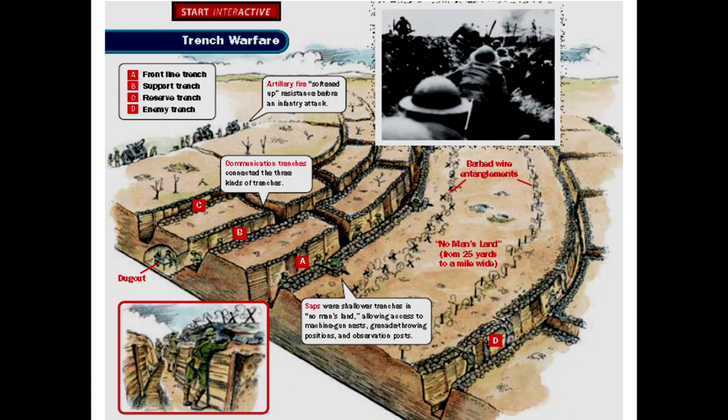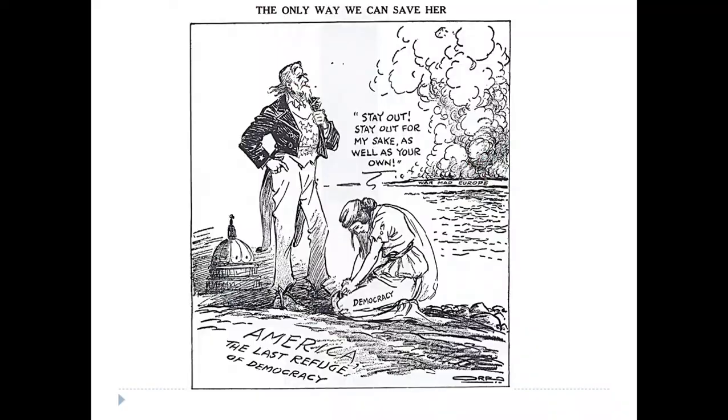Anyway, this is what the battlefields look like. War starts in 1914. For 3 years, Americans are trying to stay out of it. And this cartoon reflects how many people felt. Uncle Sam's over here, and the woman represents democracy. And the caption says it's the only way we can save her.